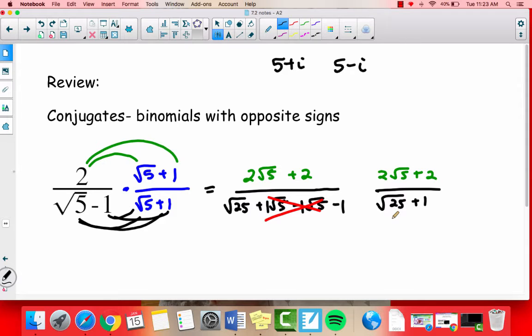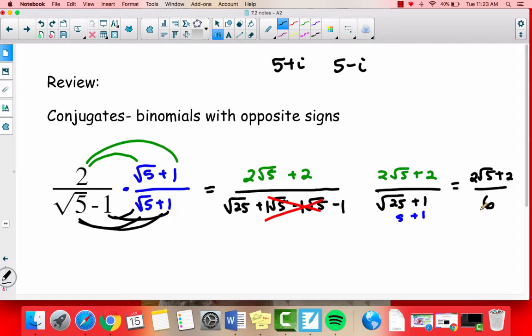Notice that square root of 25, we should know that answer. It's just 5. So this becomes a 5 plus 1, which would get us 6. So in the denominator, we're left with 6, and on the top, we're left with 2 root 5 plus 2.